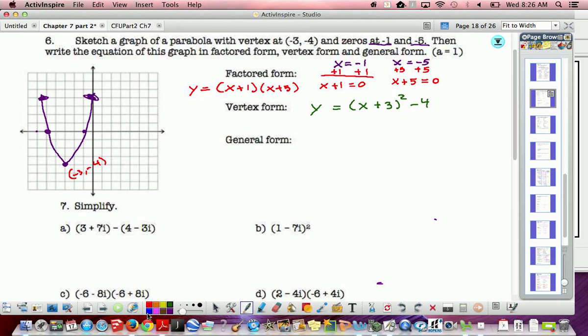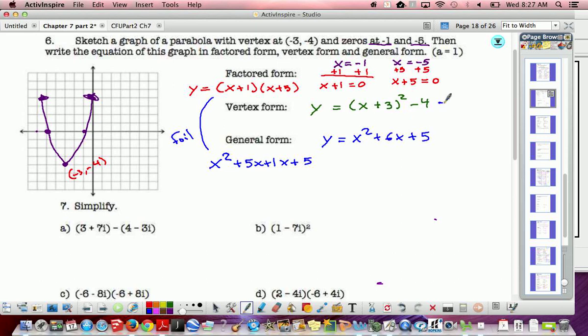So if I take this one here and FOIL it out, I know I hit blue here. Try it again. So I'm going to FOIL. So I get x squared plus 5x plus 1x plus 5. So I combine like terms. My general form will be x squared plus 6x plus 5.